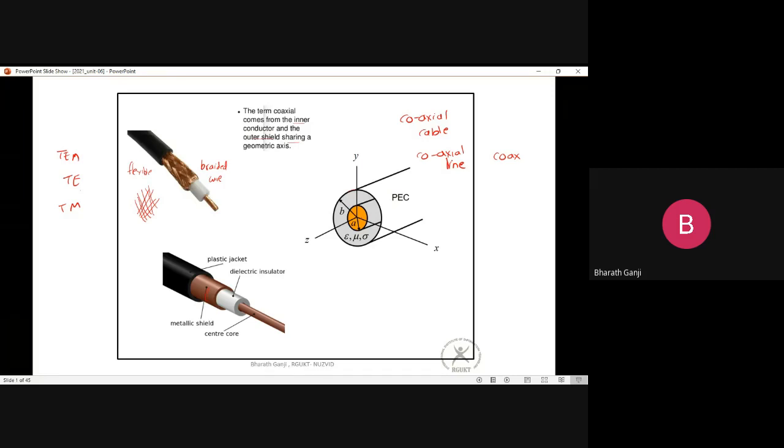It is almost like a rectangular waveguide. What use can you get? Rigidity means it becomes very difficult to bend, so that becomes a problem. So usually they use this kind of meshing, braiding wires, but there is always a little bit of leakage because of these braided wires, but it will be minimal.